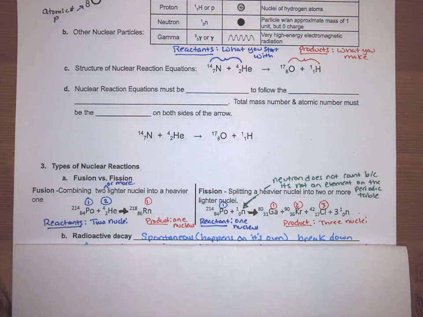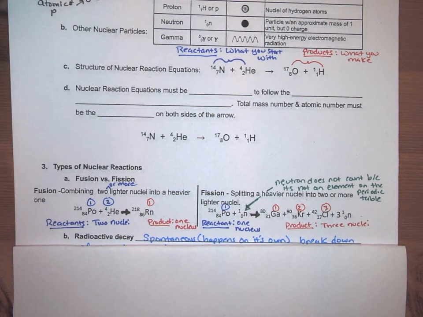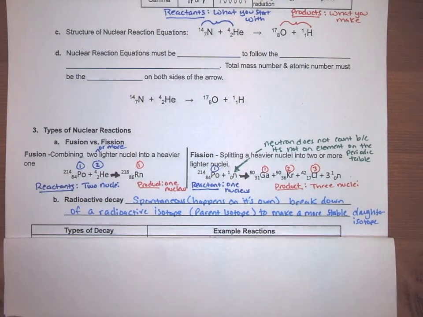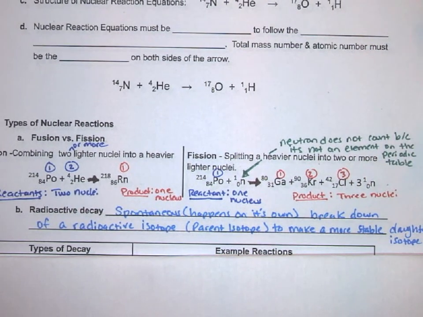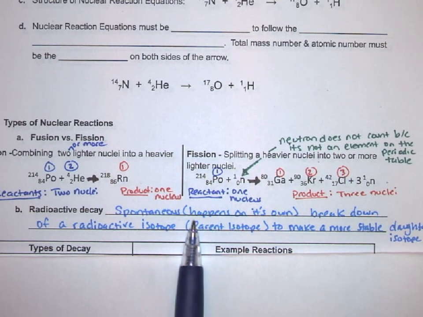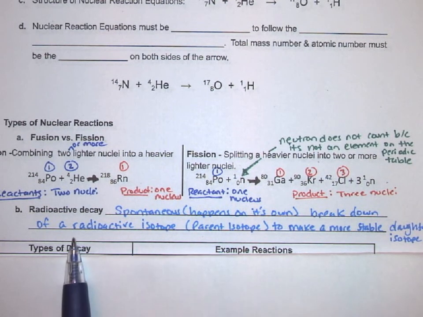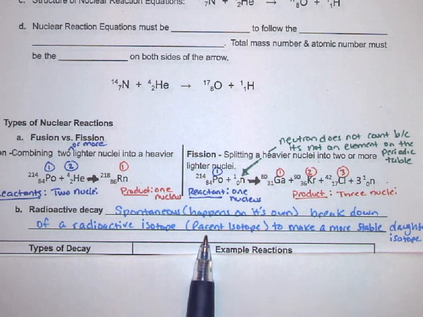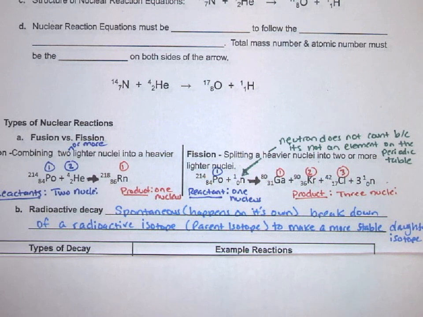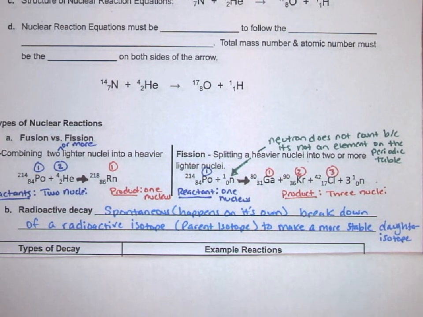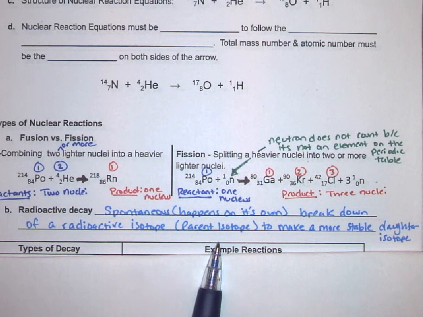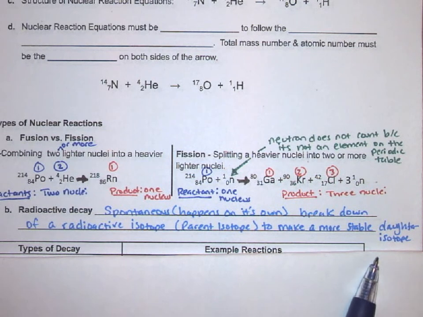Now the ones I really want us to know, since we're in this unit we've been talking about radioactive decay, are radioactive decay reactions. So what are radioactive decay reactions? A radioactive decay reaction is a spontaneous, meaning it happens on its own, breakdown of a radioactive isotope, which is the parent isotope, to make a more stable daughter isotope. So again, it's a spontaneous, happens on its own, breakdown of a radioactive isotope, the parent isotope, to make a more stable daughter isotope.